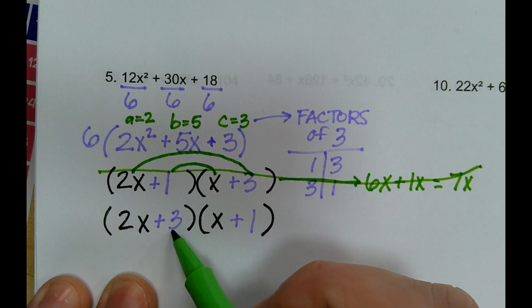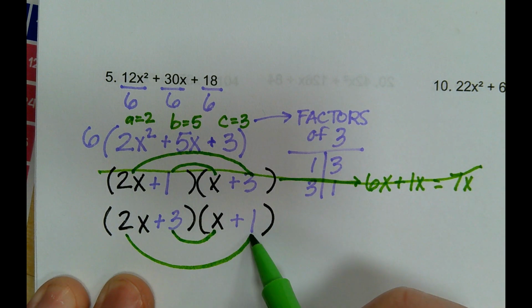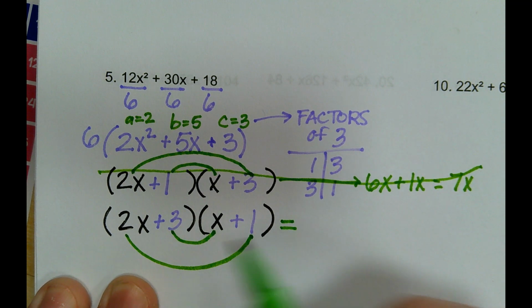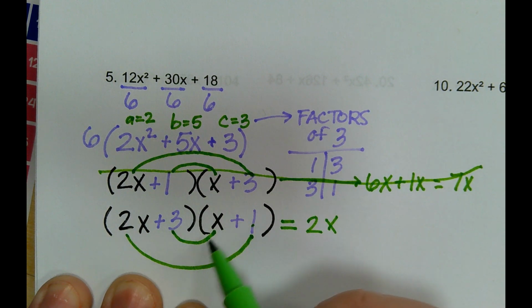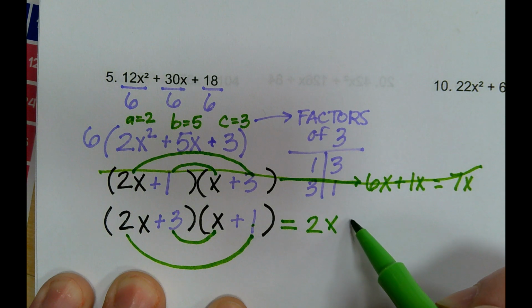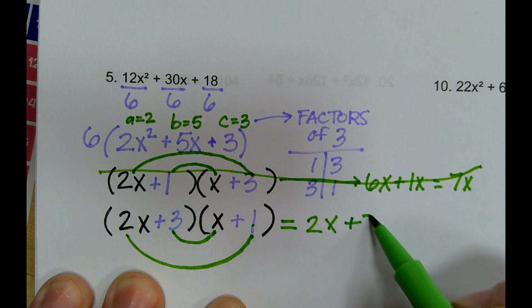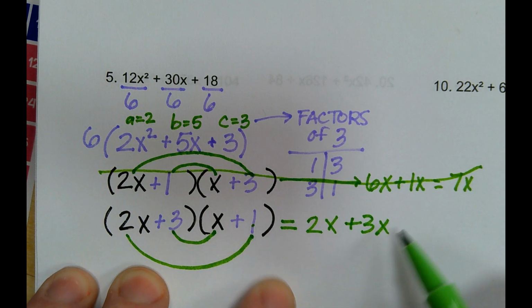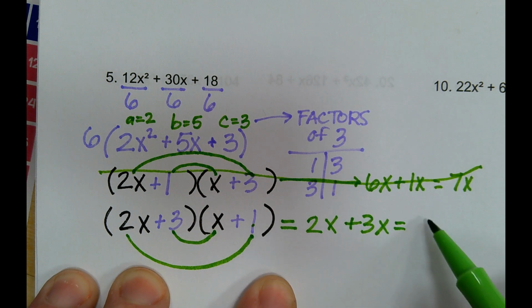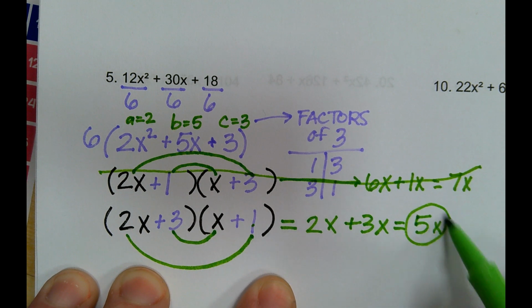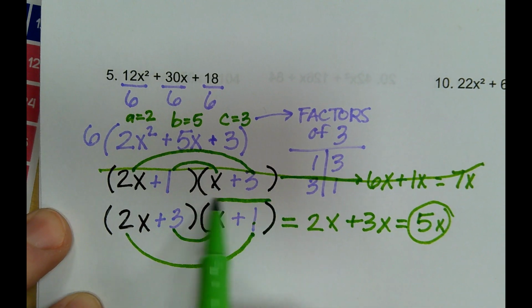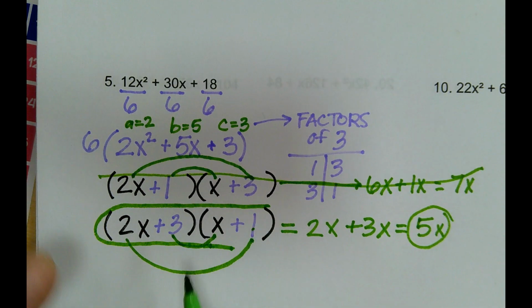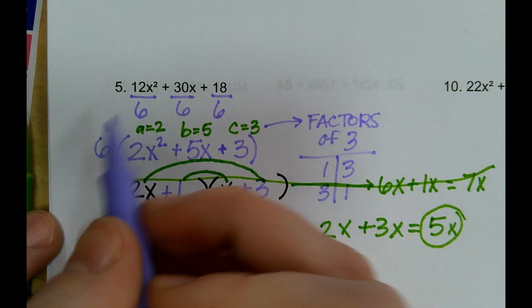We're going to make our rainbow again. What is 2x times 1? 2x. What's 3 times x? 3x. 3 times x is 3x. What is 2x plus 3x? 5x. And that's our middle term there, 5x. So this is our answer. But we got to keep the 6. I almost forgot. Oh my gosh.